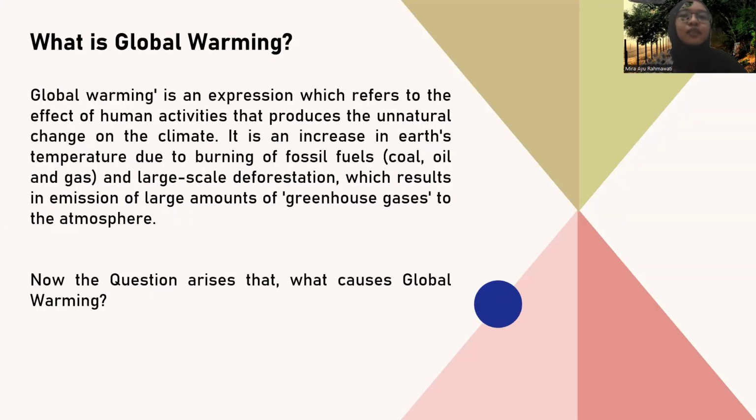Okay, what is global warming? Global warming is an expression which refers to the effect of human activity that produces unnatural change on the climate. It is an increase in Earth's temperature due to burning of fossil fuels, coal, oil, and gas, and large-scale deforestation, with a result in emission of large amounts of greenhouse gases to the atmosphere. Now, the question arises: what causes global warming?